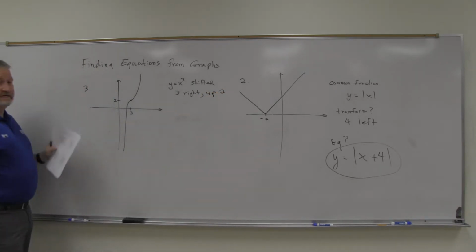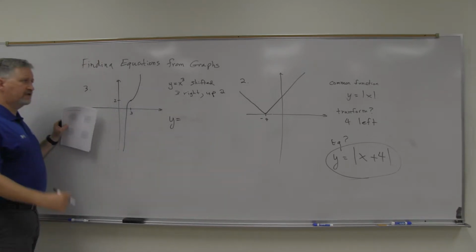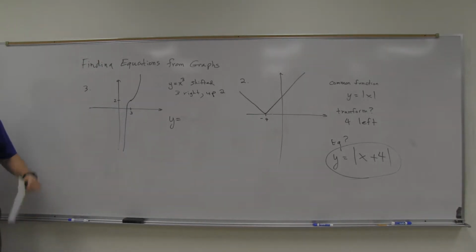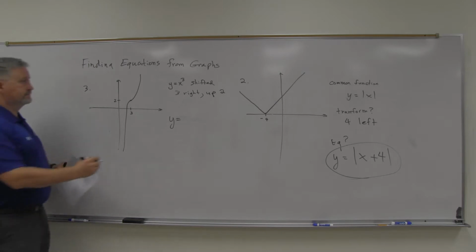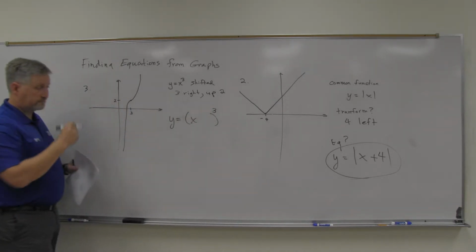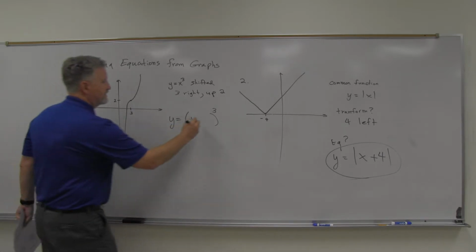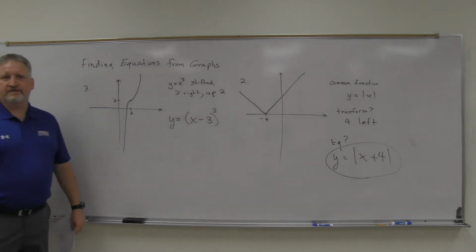All right, well, if we know that, then we know the equation. To get it to go 3 to the right, right or left is on the inside. And to go 3 to the right, you need a minus 3.